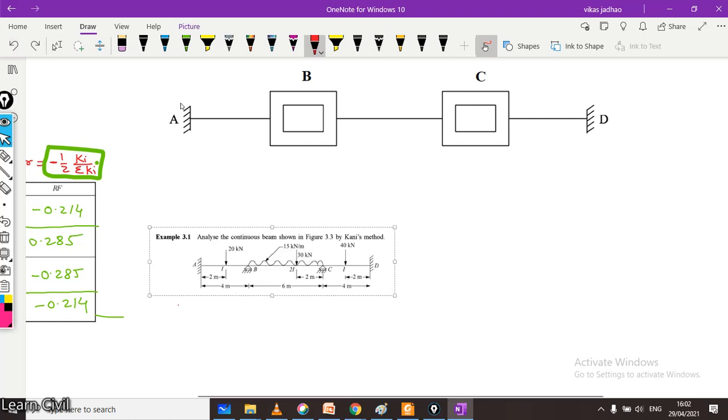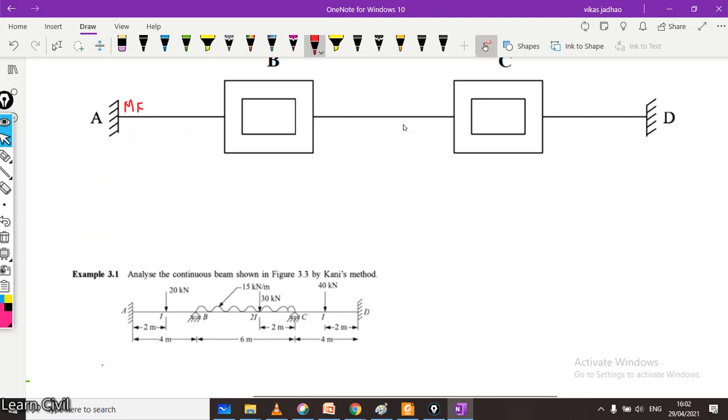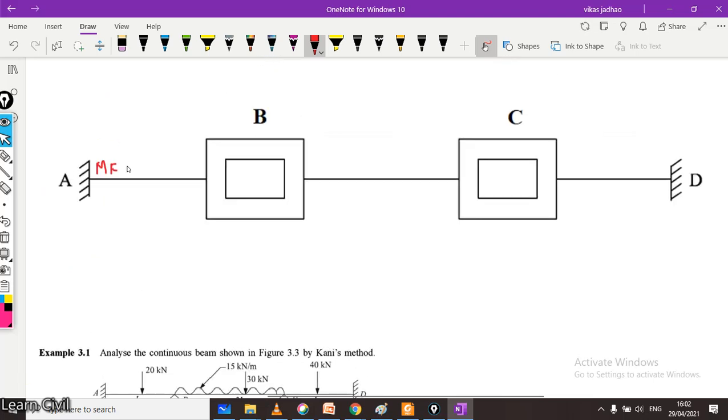Then here we will be writing the fixed end moment values, that is MFAB. So we will write MFAB here, MFBA here, MFBC here, and here we will write MFCB, here MFCD, and here we will be writing MFDC.